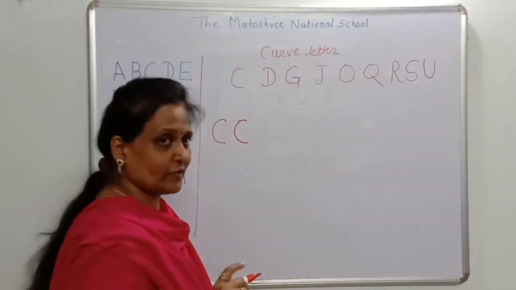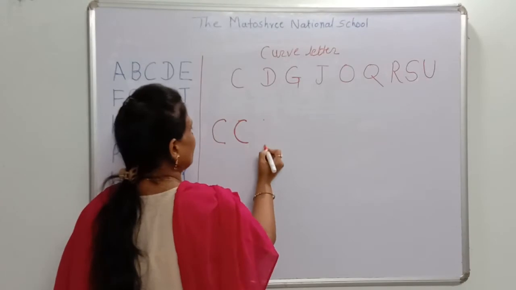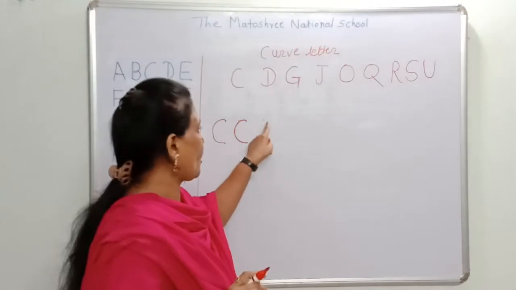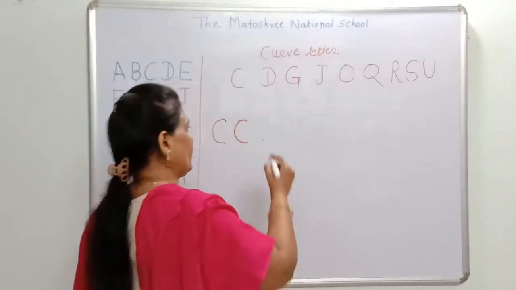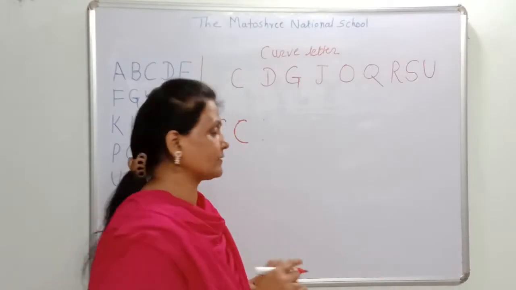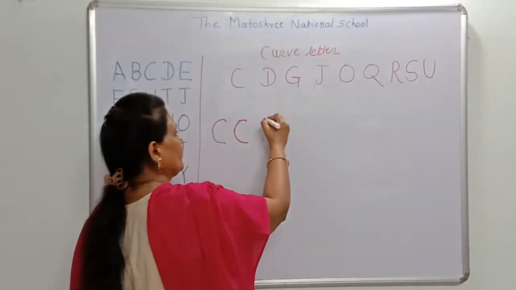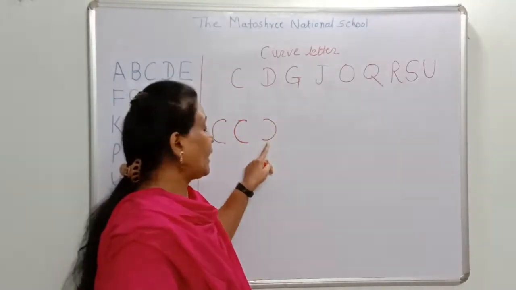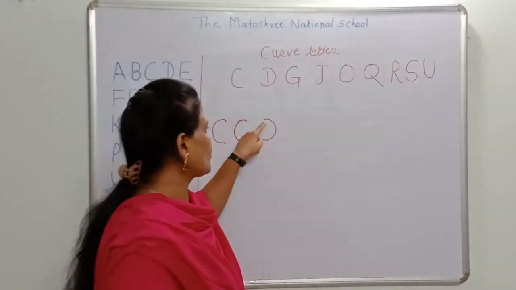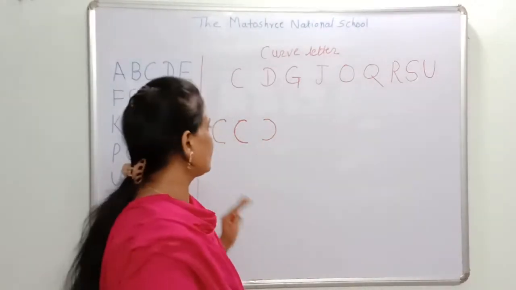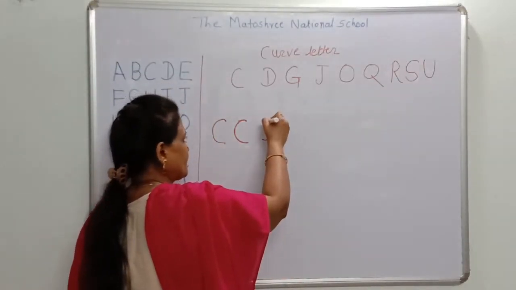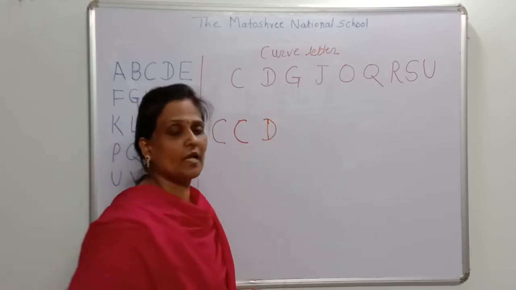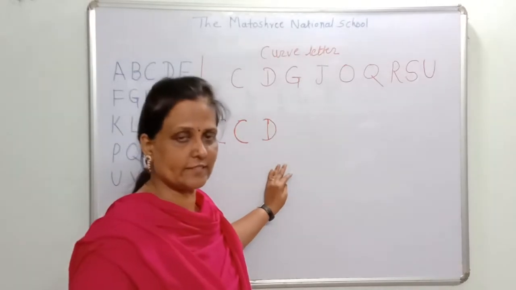Now we have to write D. Again I draw two dots and join them with a curve line, like that. Now I draw a half circle again, joining the two dots by this curve line. Now I draw a standing line here. It's called a D.